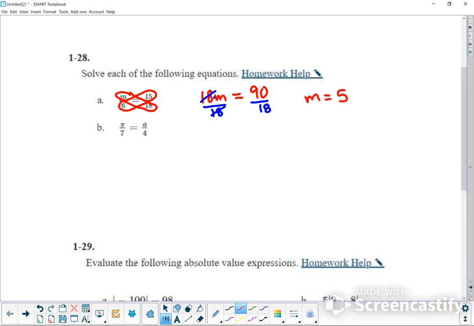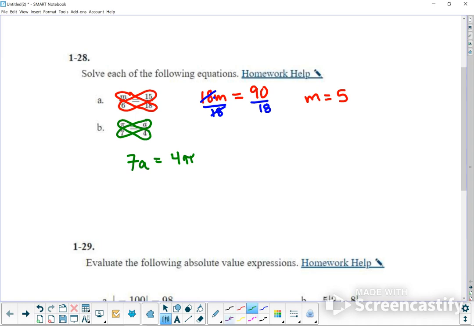That's for A. For B, again, we're going to do the same thing. We're going to cross multiply or do a cross product. So 7a equals, and then we're going to do 4 times pi. And in high school, we leave it as pi. We don't go 3.14.